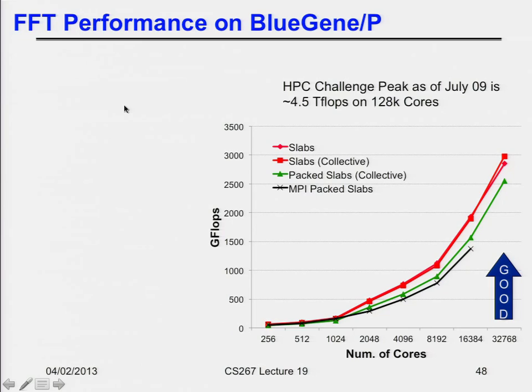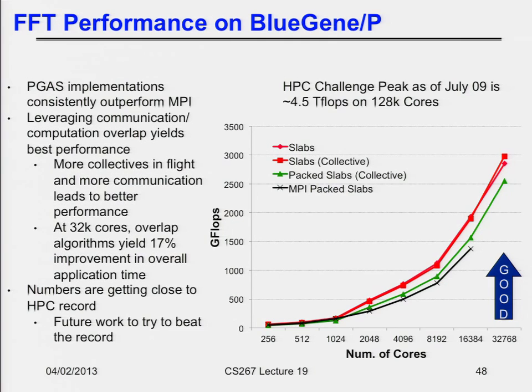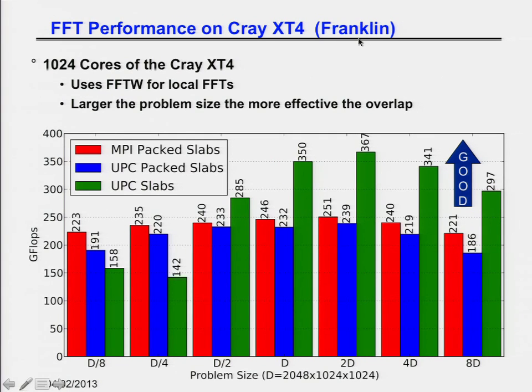Okay. Let me just show you a little bit more data. This is a study on IBM Blue Gene/P. Here the improvement was not nearly as significant, only about 17% by going from packed slabs to slabs, but it was still a good thing to do on that particular platform. And finally, some data on Franklin, which was the predecessor to Hopper. Here the story is similar.